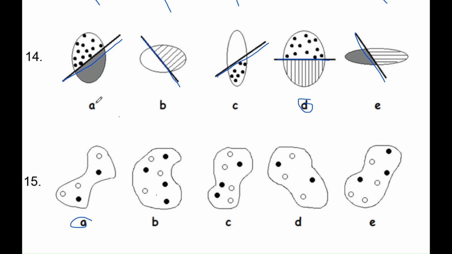Question 14. Rule: most pictures show an oval or an oblong cut by a slanted or diagonal line. The patterns inside don't matter. Eliminate A, B, C and E: oval with a diagonal line, check. Odd one out: D, the oval is cut by a horizontal line, not a diagonal one.